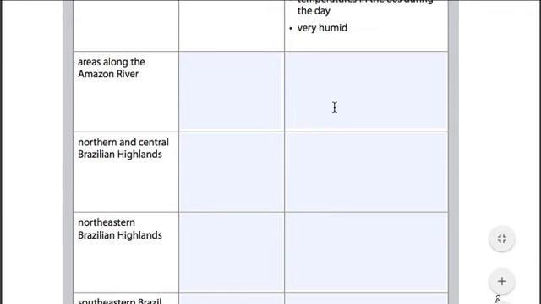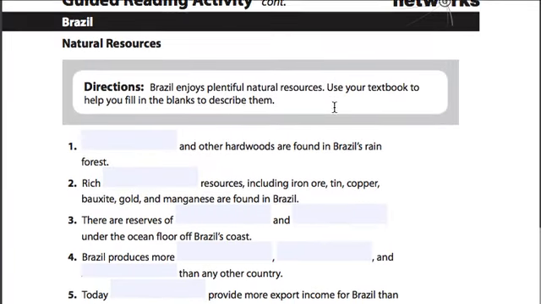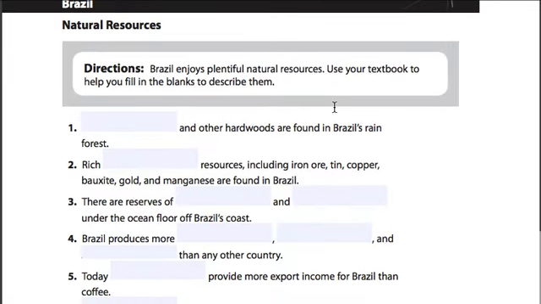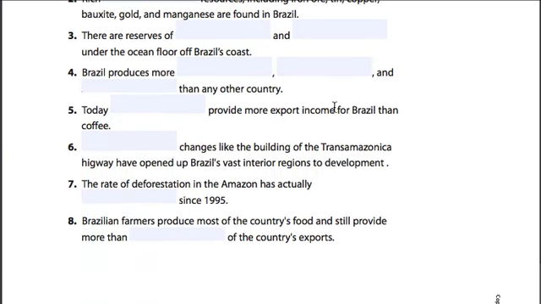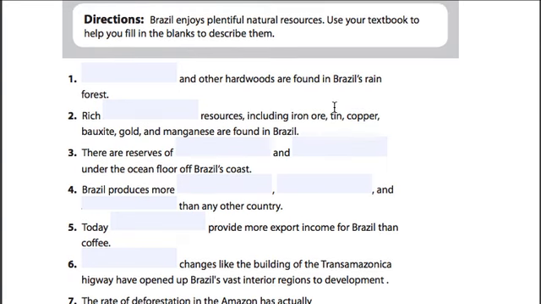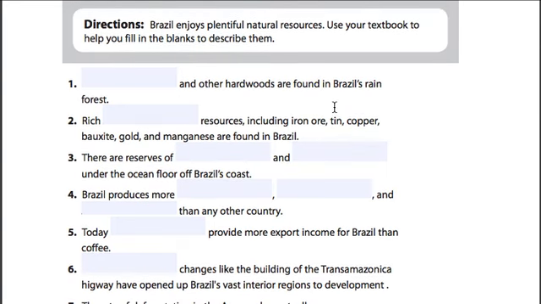Lastly, after you've filled in that information, you're going to go to the natural resource section and fill in the blanks for each of these numbers: 1, 2, 3, 4, 5, 6, 7, 8. Appropriately fill in the blank with the term from your textbook and from your reading.